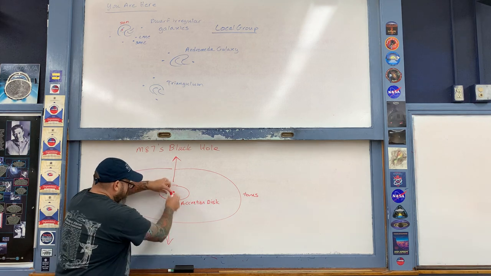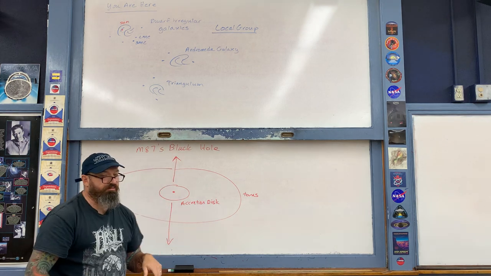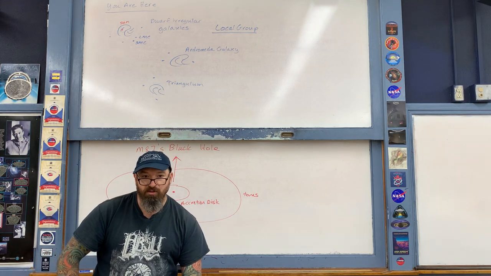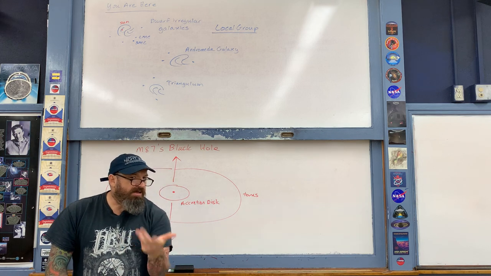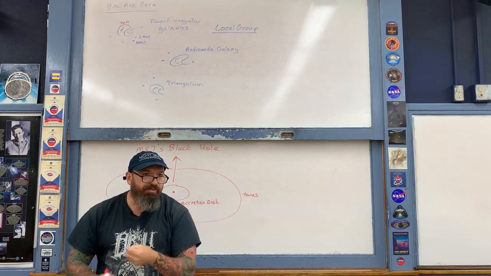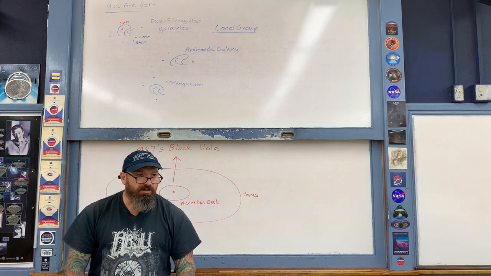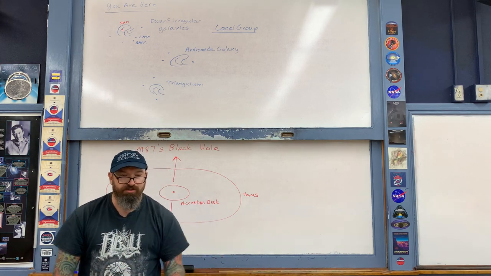So you end up with these huge jets of radiation that are pouring out of the pole of the black hole itself. Now, this sounds a little strange. How can material be blasted away from the black hole? Ultimately, shouldn't everything just fall down the drain?